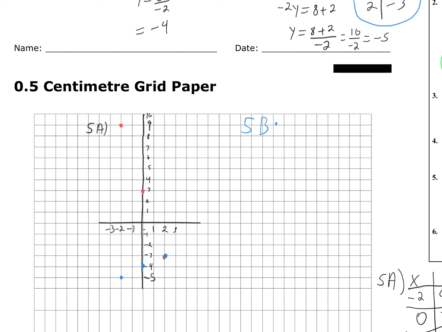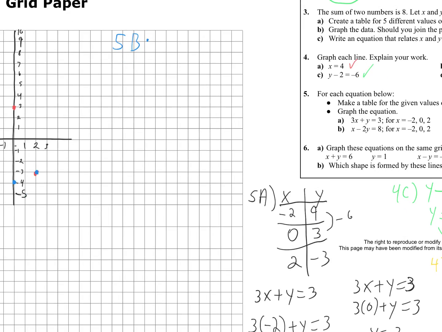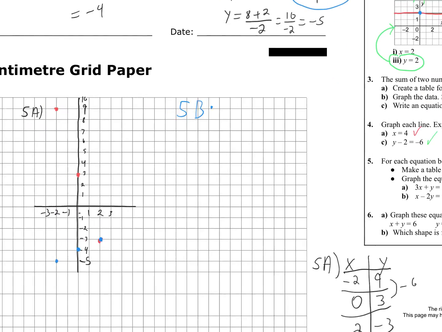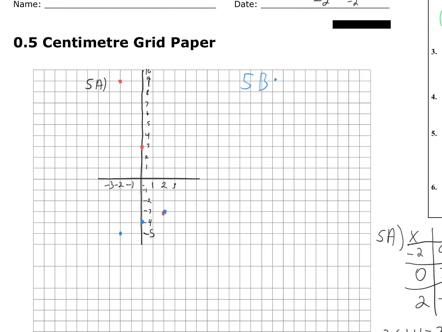So we have those two lines that intersect right there. They both have a point of 2, -3. Look at that. So that's number 5 done for us.